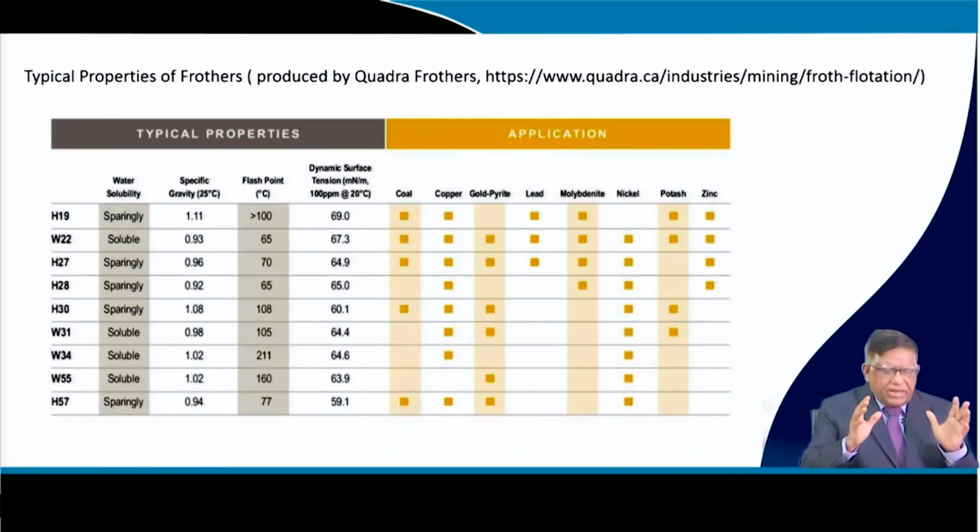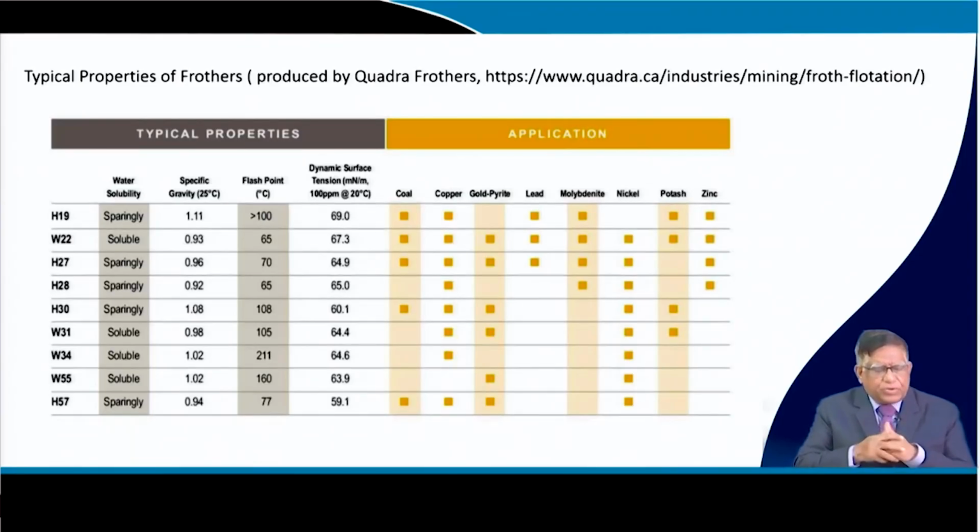Now, there are different types of frothers that have been used. There are many companies that produce them, but some of them get used particularly in coal, copper, gold, lead, even in molybdenum, that is nickel, potash and zinc. These types of elements will be getting attracted to different types of frothers and different types of environment, which depends on the specific gravity at that particular temperature, and their flash point also affects that, and dynamic surface tensions.